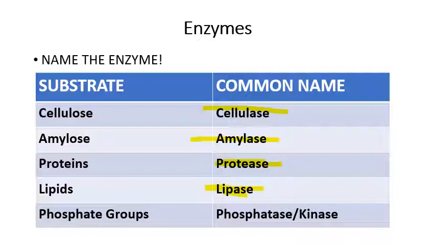Now, if an enzyme's job is to remove phosphate groups from other proteins or from nucleic acids, it's referred to as a phosphatase enzyme. What about enzymes whose job it is to put phosphate groups onto proteins? Those are referred to as kinases. It's referred to as a kinase. So don't forget the word kinase.